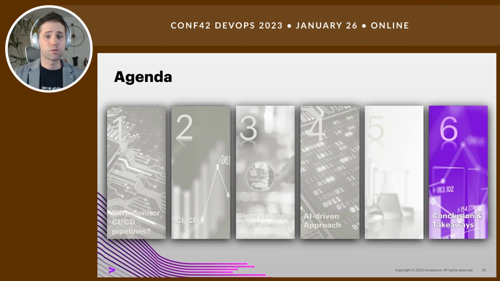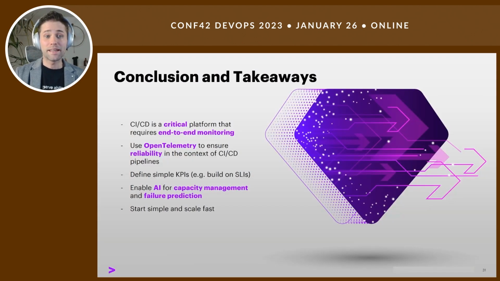Okay, let's summarize everything we learned so far today. We identified different challenges that come with CI/CD pipelines, and therefore concluded that we're talking about a critical platform that requires end-to-end monitoring. Talking about end-to-end monitoring, we also introduced the concept of observability, which is necessary in order to introduce full transparency and visibility across our entire infrastructure. In order to bring this data from our CI/CD platform into our observability platform, we made use of OpenTelemetry, an open source standard used to collect telemetry data and which is relevant in order to ensure reliability.